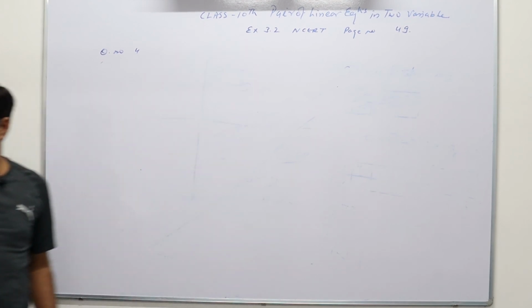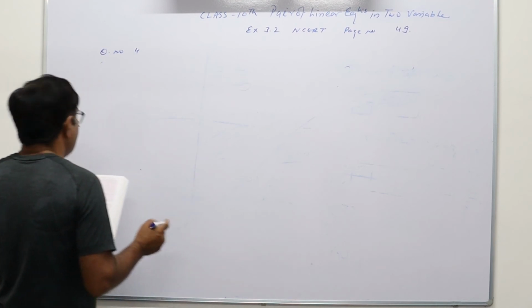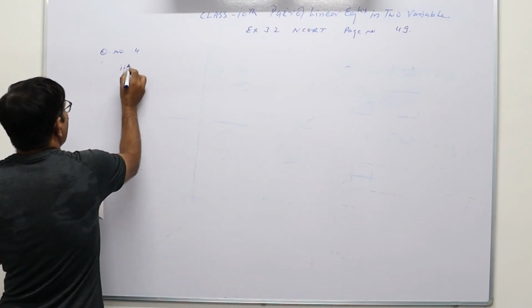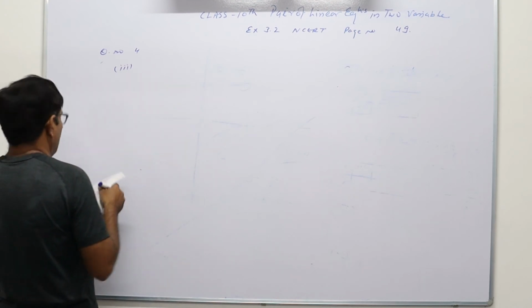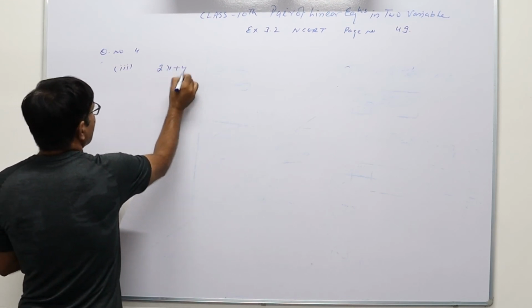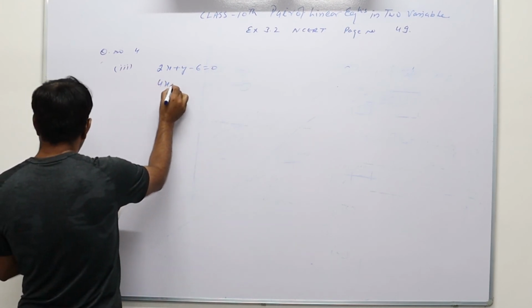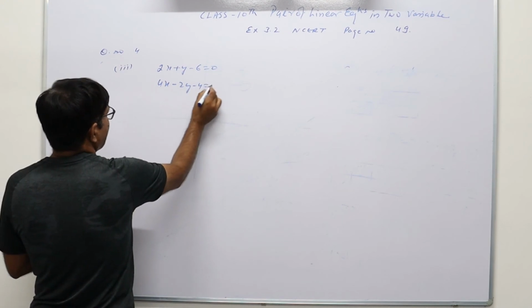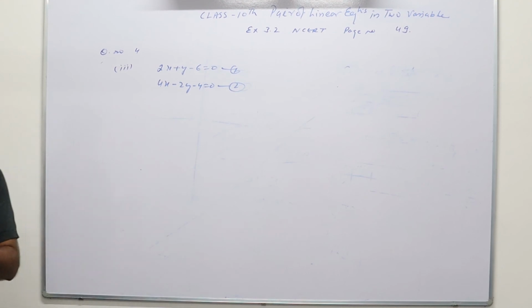Now the next question, third part. The system of equations is given: 2x plus y minus 6 is equal to 0, and the second is 4x minus 2y minus 4 is equal to 0. So this is the system of linear equations.